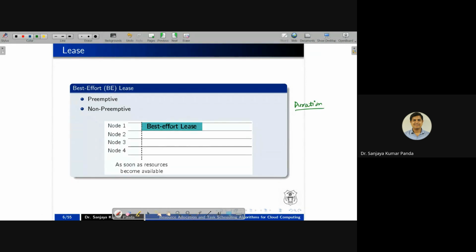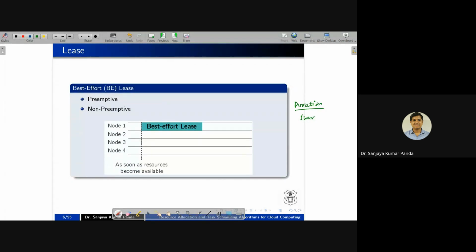We don't have any start time. You cannot specify that your lease is going to start at 1 p.m. or 2 p.m. because you are not aware of it. At what time it will complete, that also you don't know, right? So you only have to specify the duration. For example, I am specifying my duration is 1 hour, right?